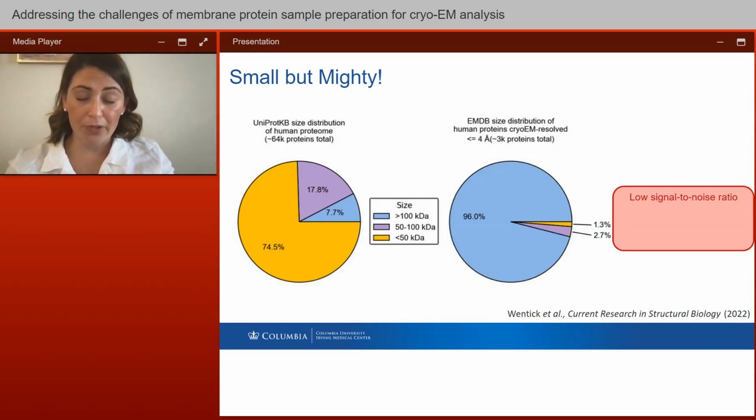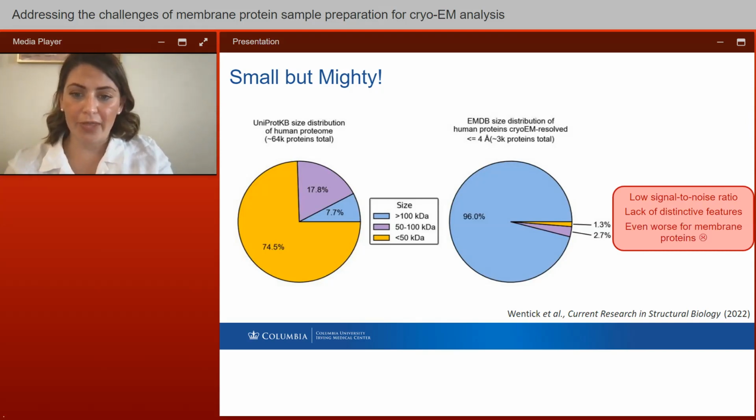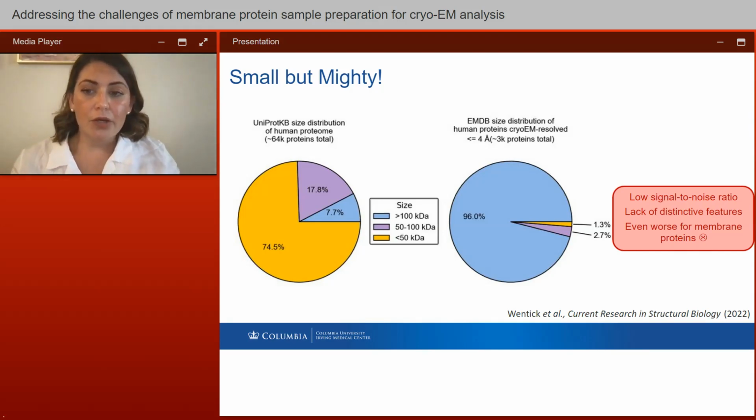Firstly, purely because of their size, they have a low signal to noise ratio, and also because these proteins typically lack distinctive tertiary features that allow us to align particles in the data processing pipeline. It's important to note that these two problems are even worse for membrane proteins because a lot of that signal gets buried within either a detergent micelle or a lipid bilayer for structure determination, so it just exacerbates the issue.